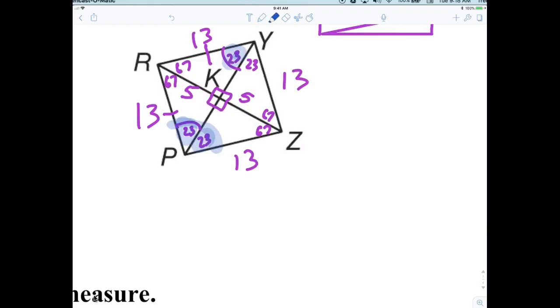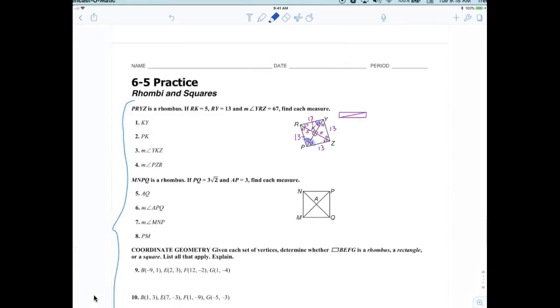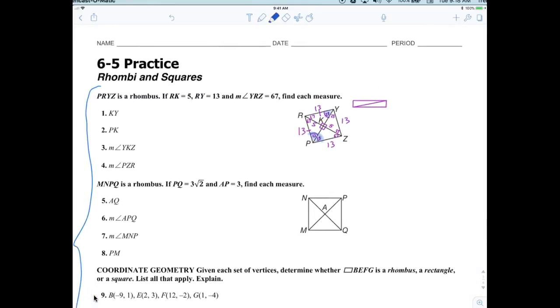Yes. All right. So I think that answer is 1, 2, 3, 4, 5, or 1, 2, 3, 4, right? That's when we labeled everything out. And we know that KY is 12, right? Because we did the Pythagorean theorem, right?